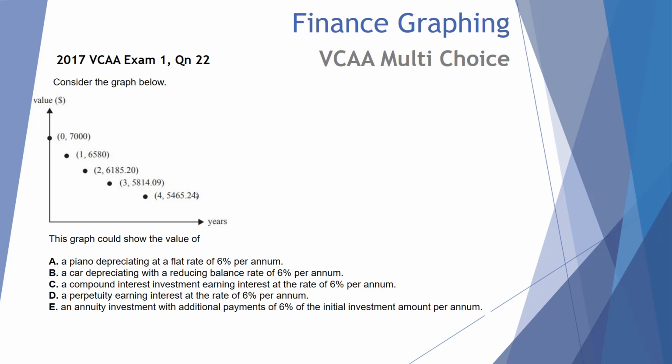2017 VCAA Exam 1, question 22. Here we have some kind of value being reduced over years.